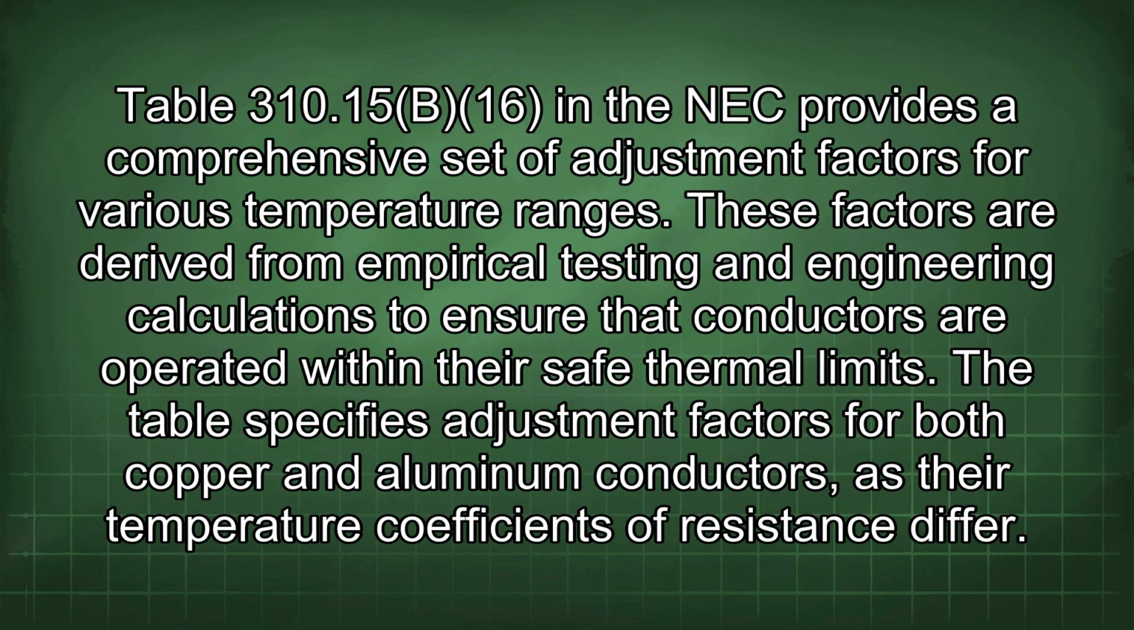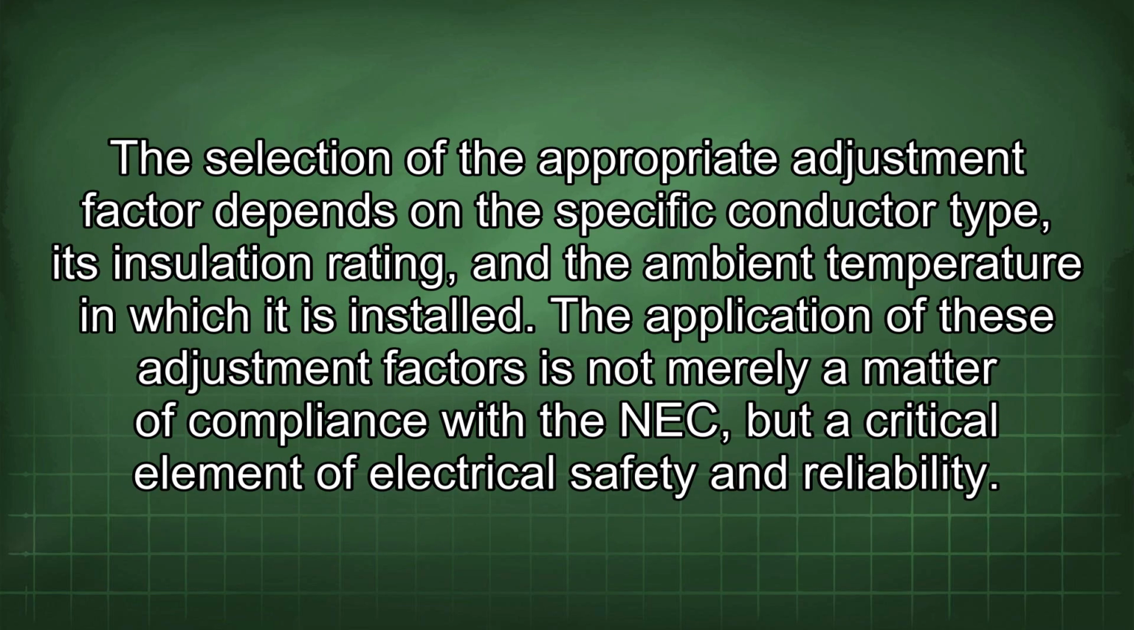Table 310.15(B)(16) in the NEC provides a comprehensive set of adjustment factors for various temperature ranges. These factors are derived from empirical testing and engineering calculations to ensure that conductors are operated within safe thermal limits. The table specifies adjustment factors for both copper and aluminum conductors, as their temperature coefficients of resistance differ. The selection of the appropriate adjustment factor depends on the specific conductor type, its insulation rating, and the ambient temperature in which it is installed.